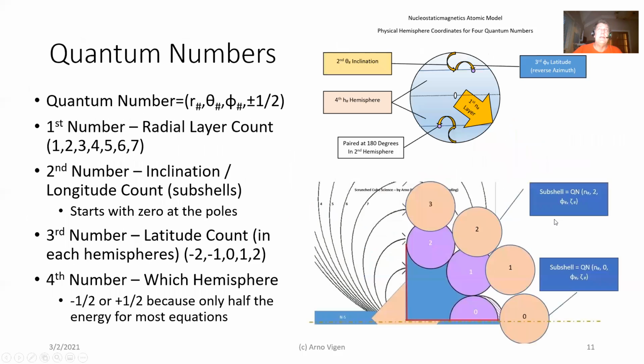And then eventually you get what is quantum numbers. Quantum numbers are the layers. The second quantum number is the inclination or the longitude angle. And the third quantum number is latitude, the reverse azimuth. Sometimes they use a fancy word, okay? And that's how many get spread evenly along that same latitude. And then the fourth quantum number is which hemisphere you're in.